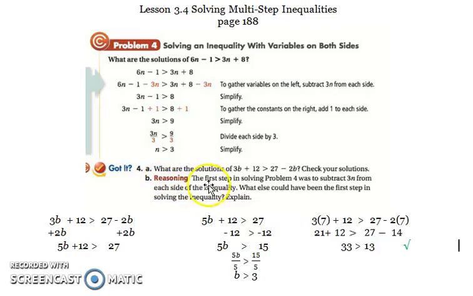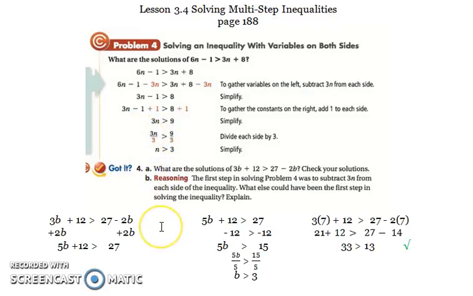Part B, the reasoning. The first step in problem 4 was to subtract the 3n from each side of the inequality. What else could you have done? What else could have been the first step? And we actually talked about that. You could have moved the 6n instead of the 3n and subtracted 6n from both sides. But again, that would have given you a negative to divide by later, and you'd have had to worry about remembering to switch the sign.